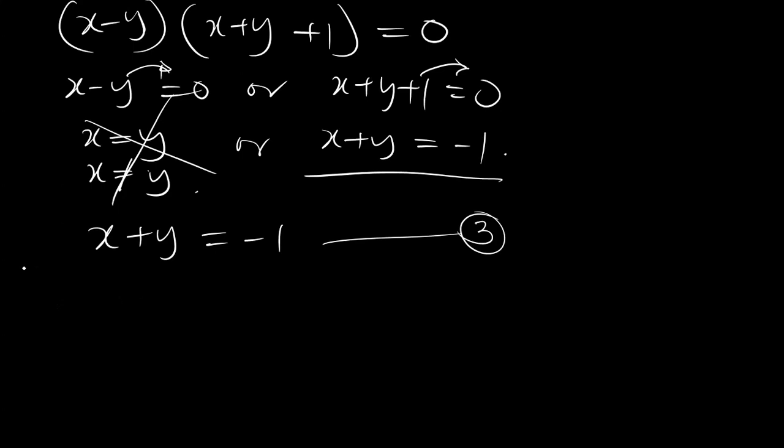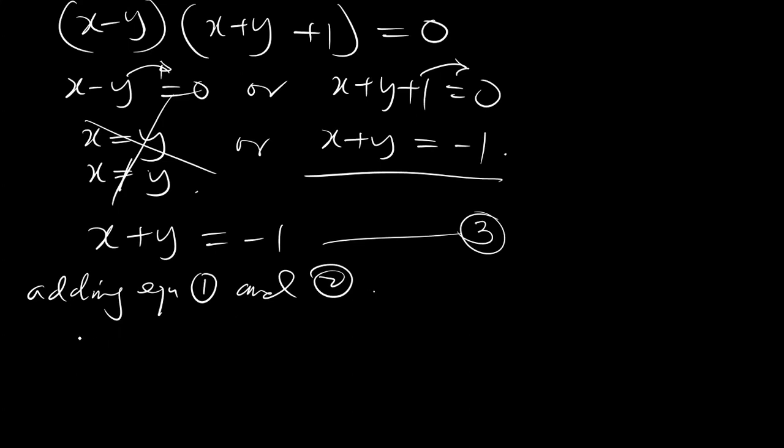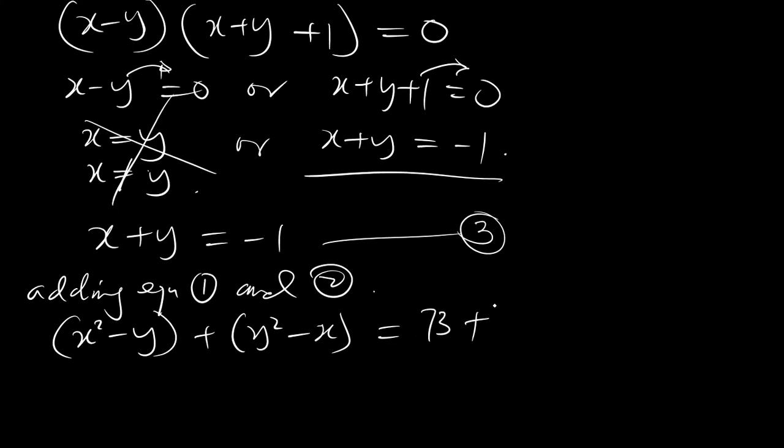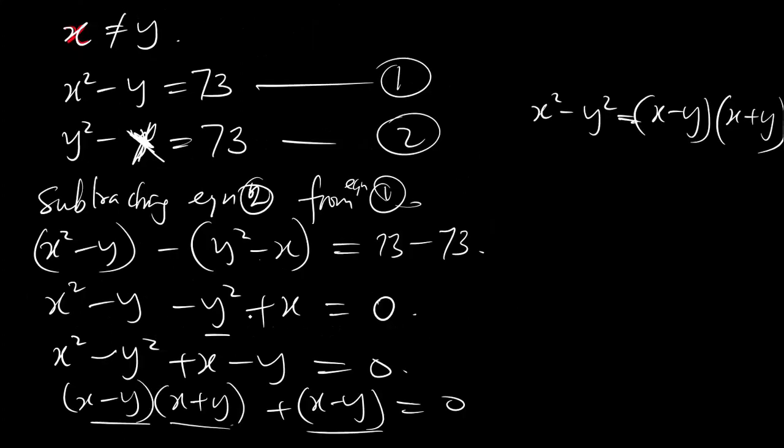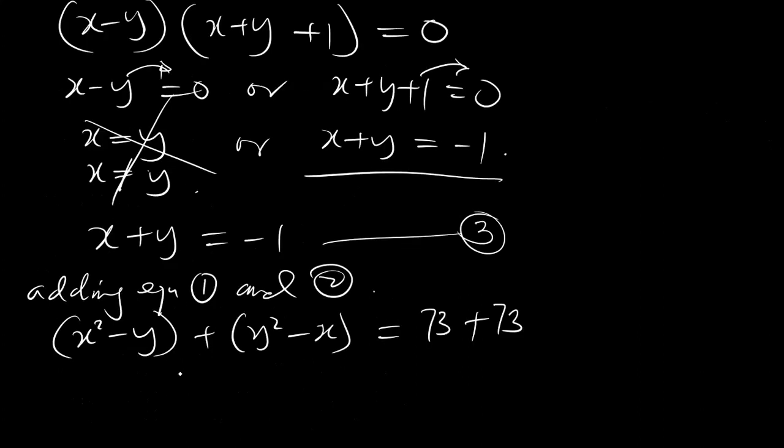Now the next one is adding equation 1 and 2 together. So you have x squared minus y plus y squared minus x equal to 73 plus 73. So look at it, this is equation 1 and equation 2. So I add them together. That is what I did here.